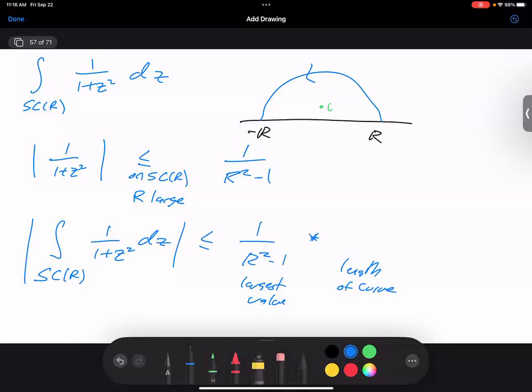Pi r. So this is pi r over r squared minus 1, and that just goes to 0. So this would be the rigorous way of showing that the contribution over the semicircle goes to 0 in the limit. All we have to do now is just integrate the function f of z over that semicircle centered at i.